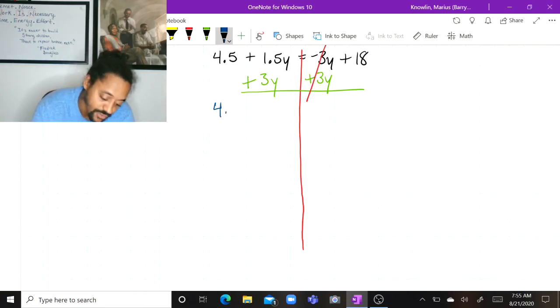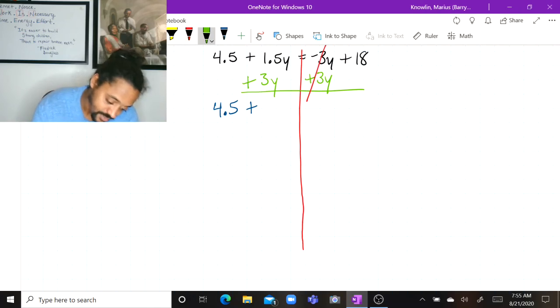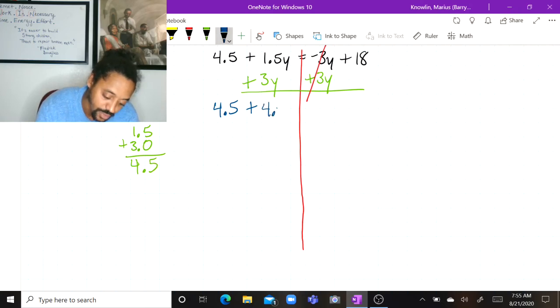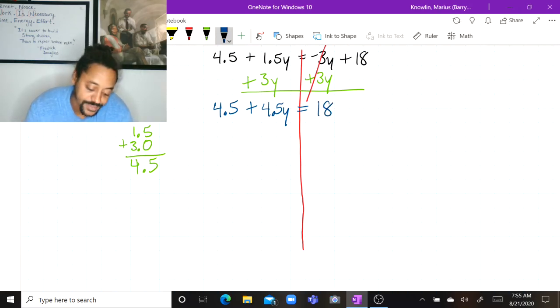I have 4.5. We bring that down. Plus, now when you add decimals and whole numbers, you have to line them up by the decimal. So 1.5 is here. 3 is a whole number, but we can write it as 3.0, and when we add, that's going to give us 4.5. So over here, this would be 4.5y equals 18.